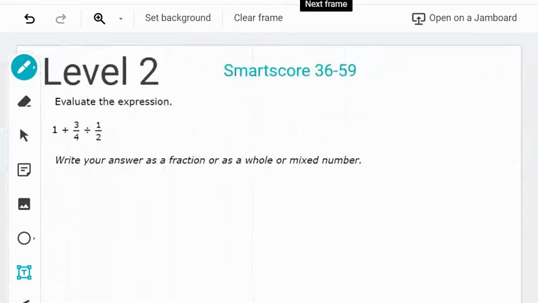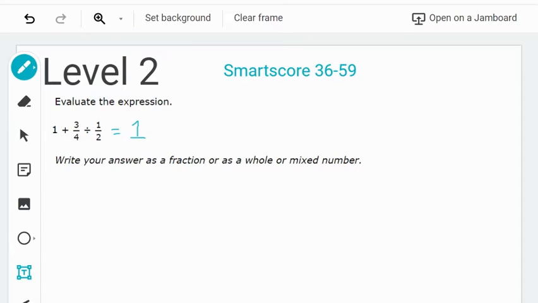Taking a look at level 2. Notice that we've got a whole number in here, or an integer, and we also have division. So we have to do the division first, then we'll do the addition. So when I write this to the side, I'll just leave the 1 for now.